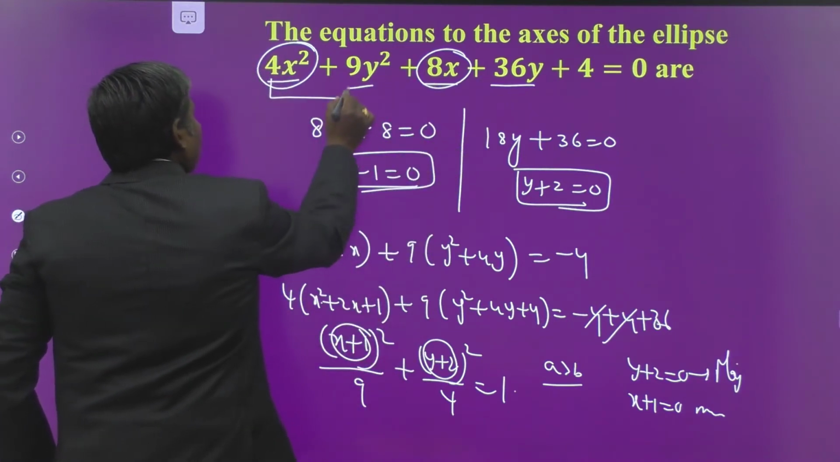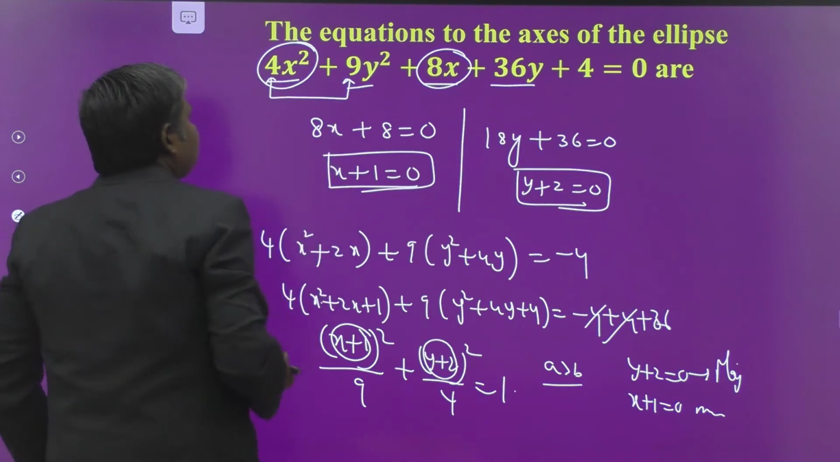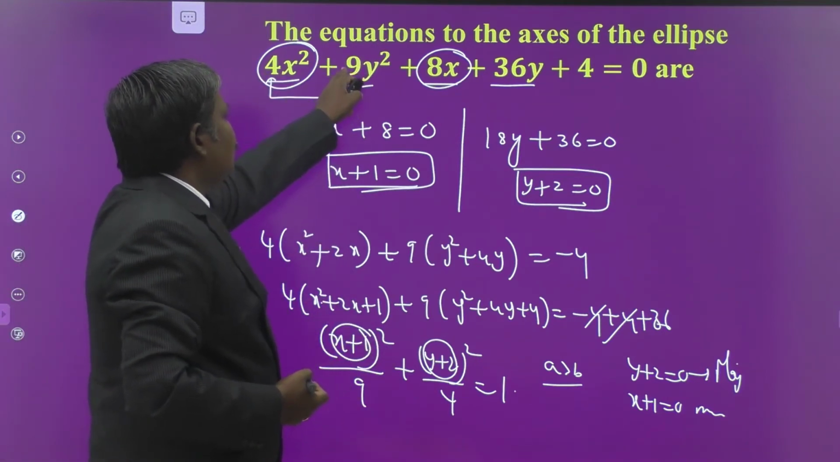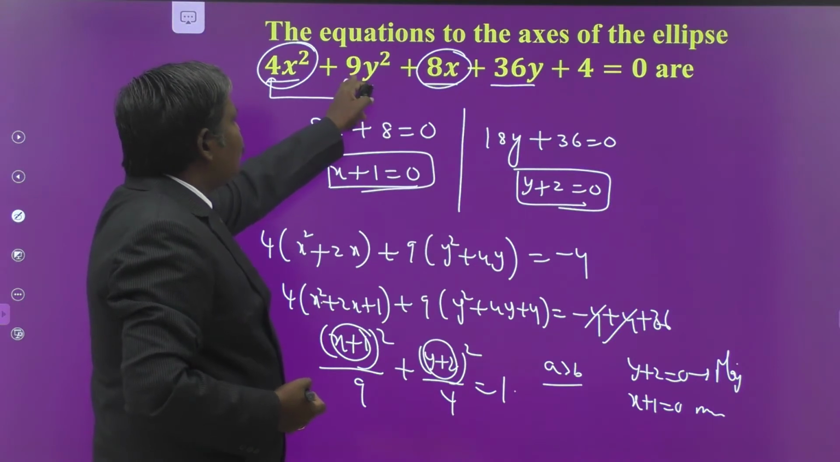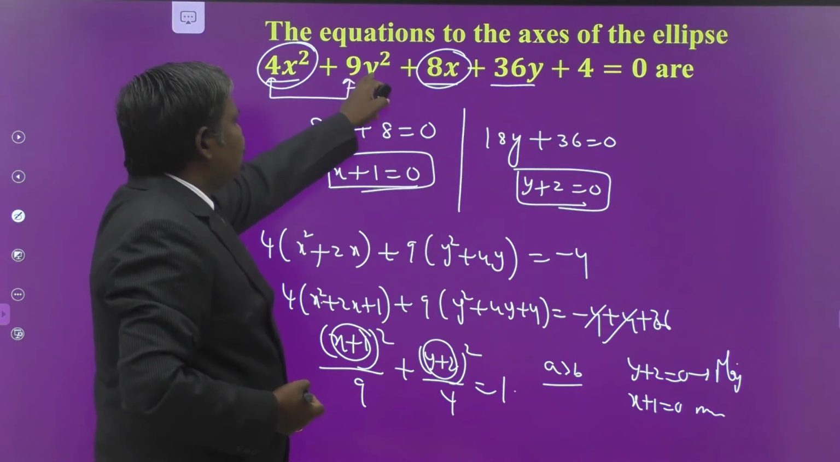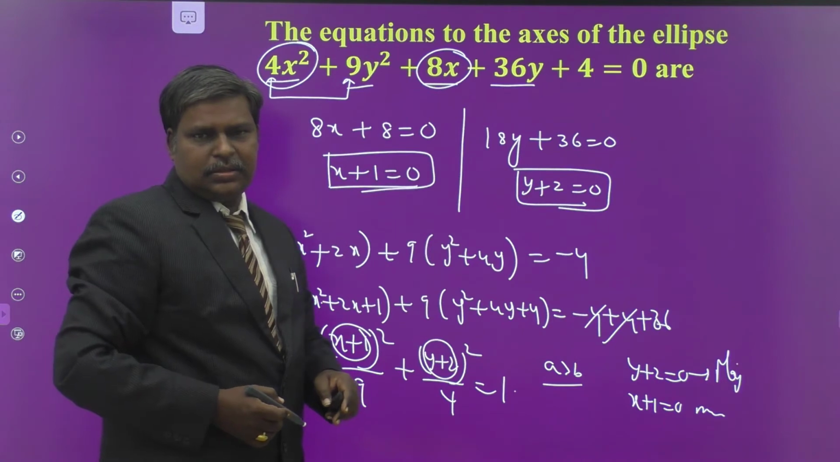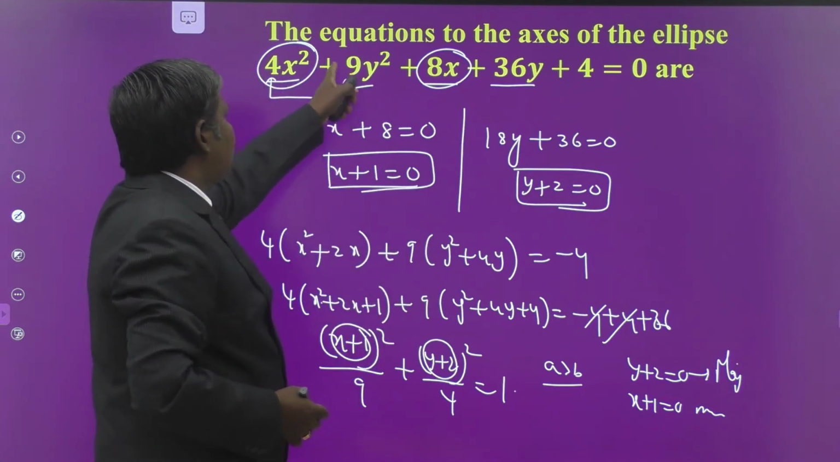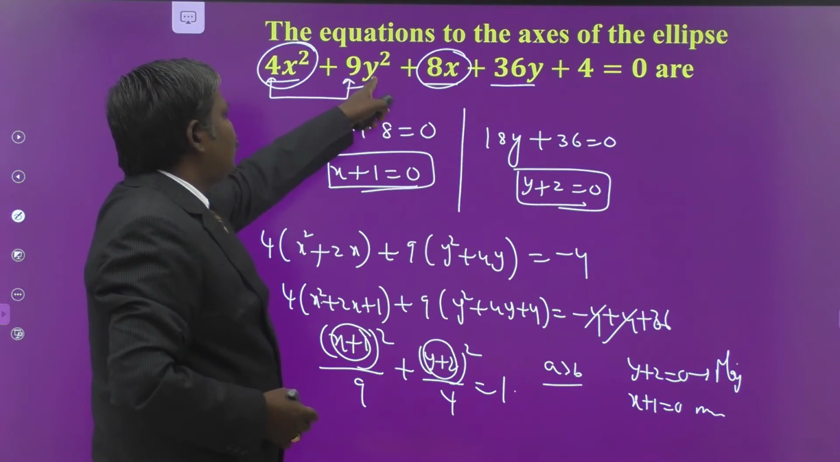Among these two constants, 4 and 9, these are the coefficients of x square and y square. Which one is more? 9 is more. So if you take the partial derivative with respect to the corresponding variable, that is why you get the major axis. So among the x square and y square coefficients, which one is more here? 9 is more. The attached variable is what? y.